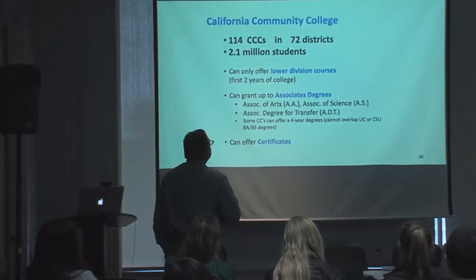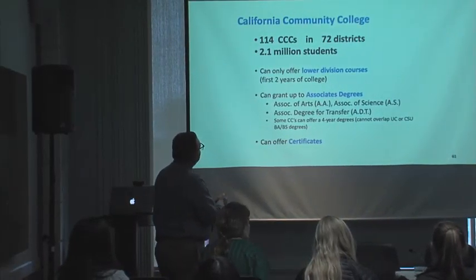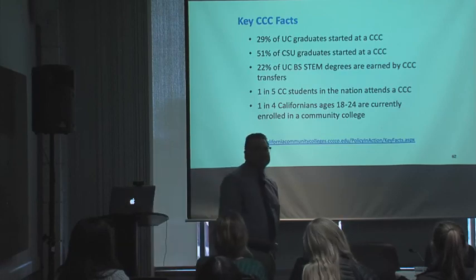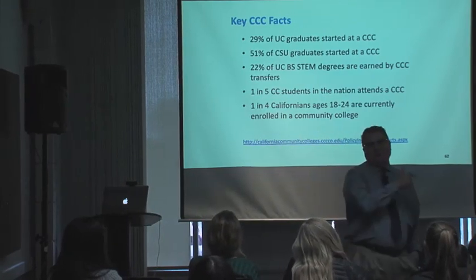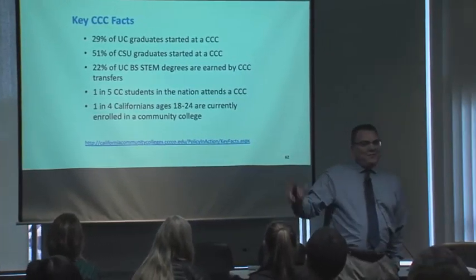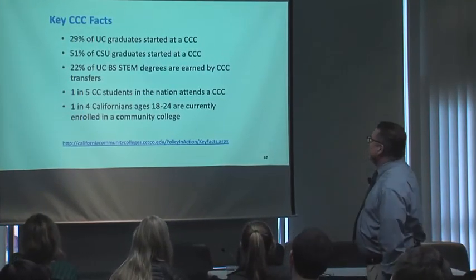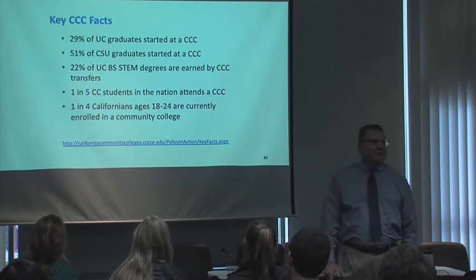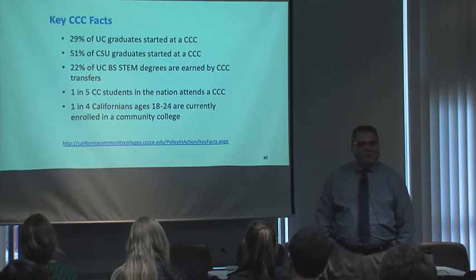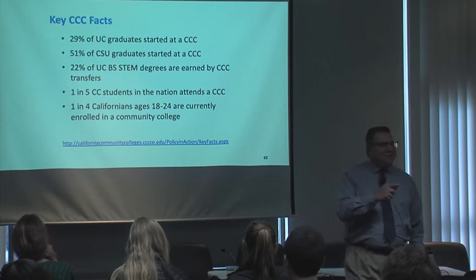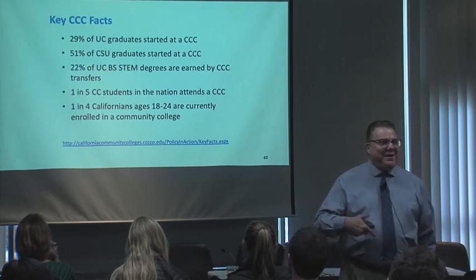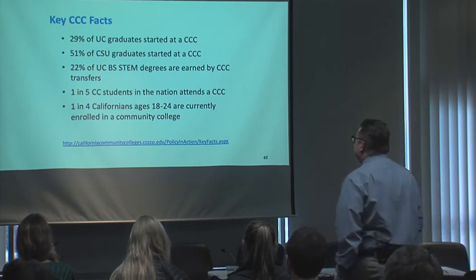Okay, so in terms of transfer, 29% of UC graduates started at a community college. That's what the community college website says, so it must be true. 51% who go to CSU started at a CCC, okay? So I don't know how they're counting that exactly. Maybe it's one course, but I think it's more than just one course. They must have had some preparation at the community college.